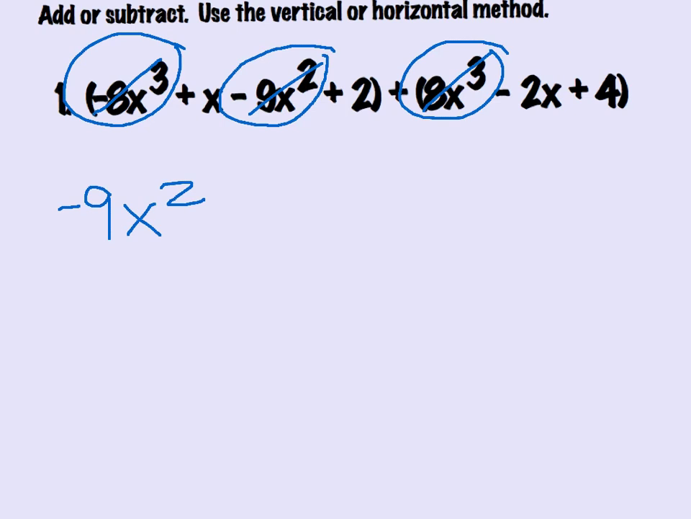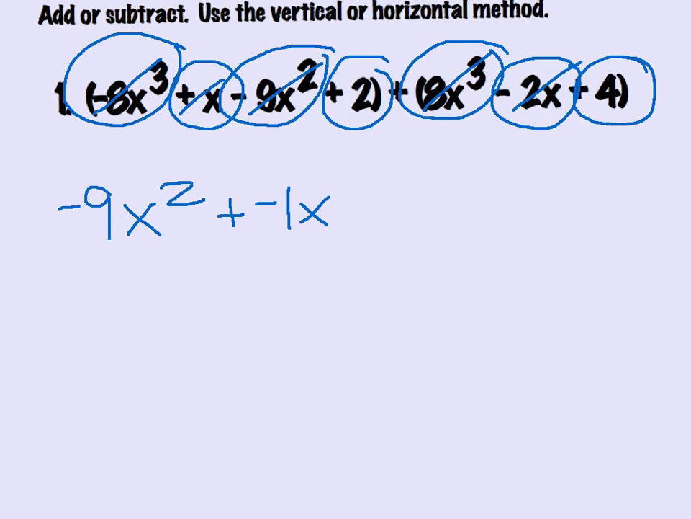Now I'm going to look at the exponents that have a value of 1. So I've got x plus negative 2x. That's going to give me negative 1x. Remember, writing that 1 is optional. You might just put negative x there. That's fine too. Cross those off, and now I'm on to my constants, or my degree of 0. So 2 plus 4 is 6. And that's my final answer using the horizontal method.